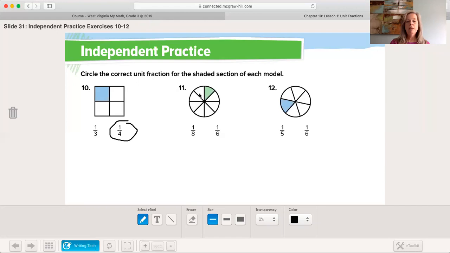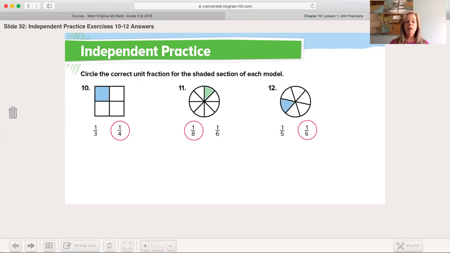Number 11, how many pieces is this divided into? 8. So the unit fraction is 1/8. 12, if you worked these, you should have marked 1/6 because it's 6 pieces, and the blue is only 1, so the unit fraction is 1/6. There you go. Check your answers again.